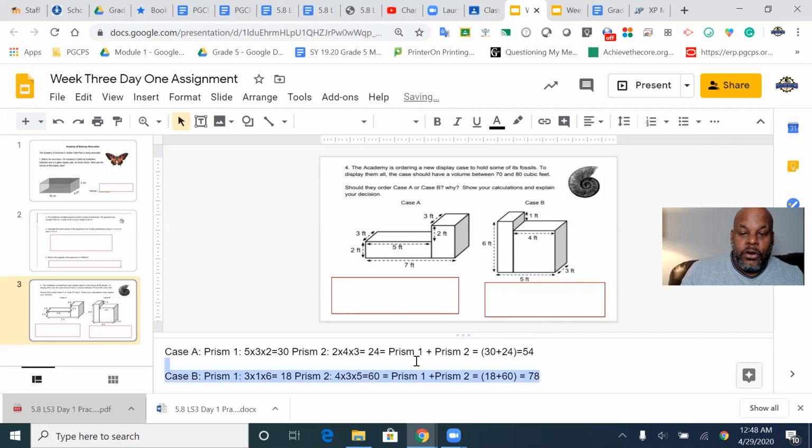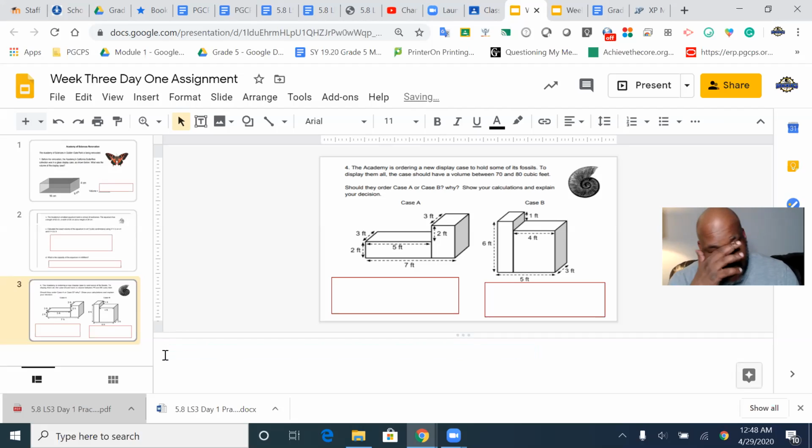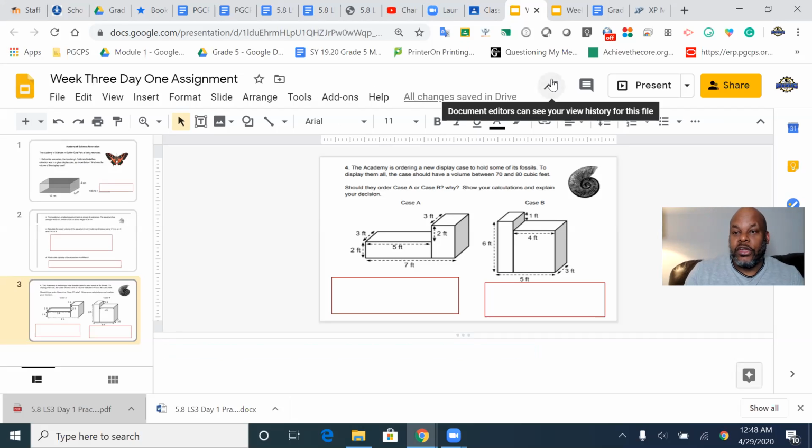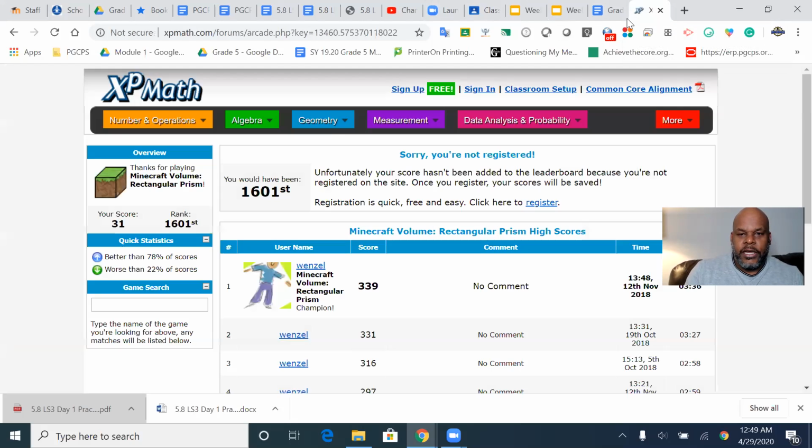All right, so that is volume. We're going to do a little bit more volume. In fact, I found a cool game that I'm going to post the link for. It's called Minecraft Volume.